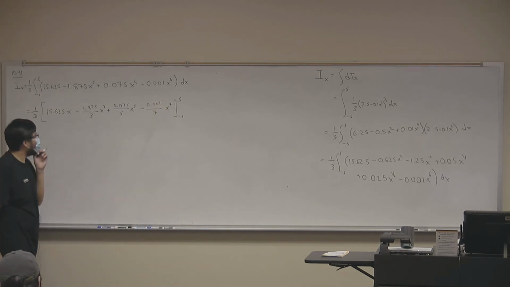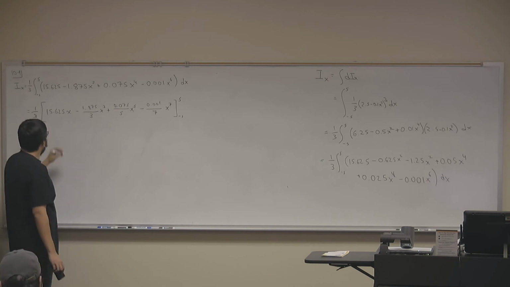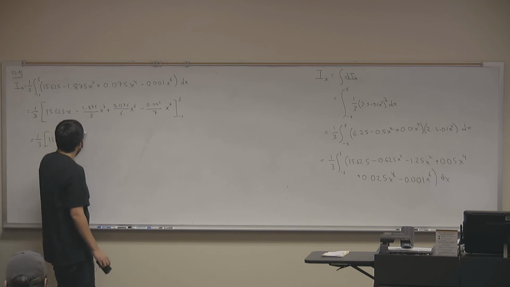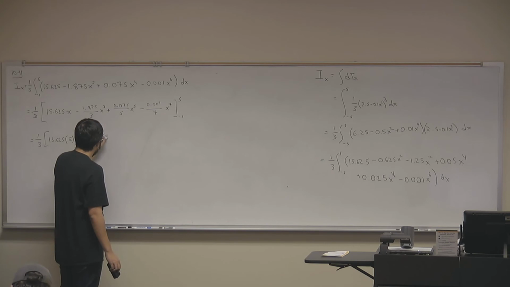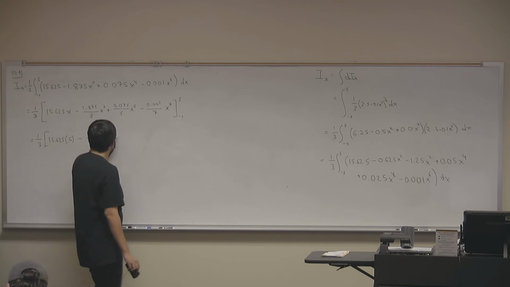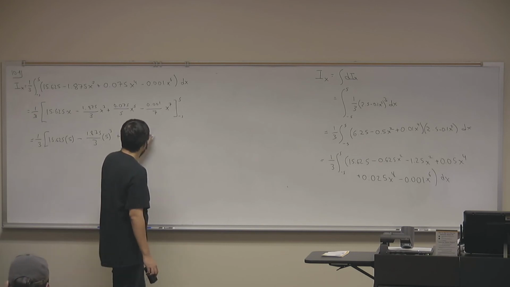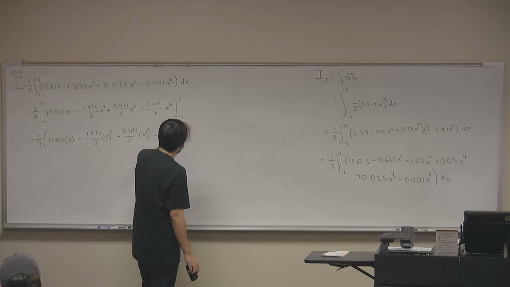Okay. Start to plug in numbers. 15.625 times 5 minus 1.875/3 times 5 to the cube plus 0.075/5 times 5 to the power of 5 minus 0.001/7 times 5 to the power of 7.